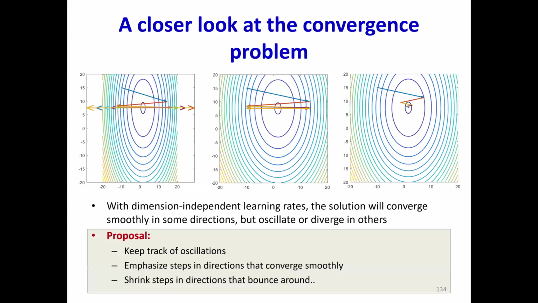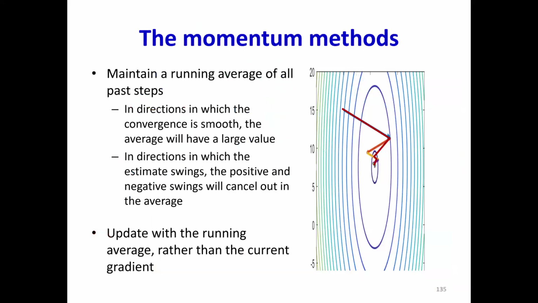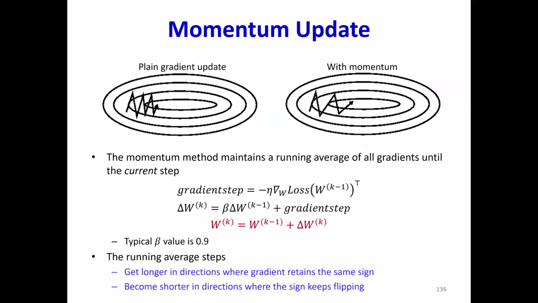But just to give you a quick heads up, the 2 simplest principles that we're going to look at, we're going to keep track of oscillations. You want to emphasize steps in directions which converge smoothly and shrink steps in directions that bounce around. And one way to do this is to maintain a running estimate of the steps that you have taken. So I take a running estimate of the gradients. The gradients have multiple components, right? Backprop computes the gradient for us, so that's what we have to take advantage of. Eventually, what backprop gives us is gradients. And so I can just keep a running estimate of gradients.